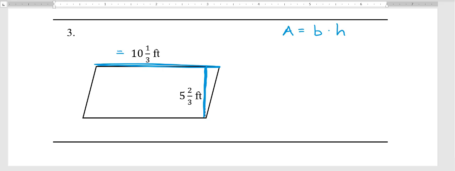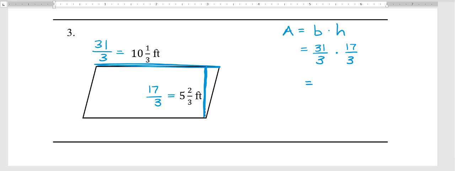10 1/3 feet. I keep my thirds. 3 times 10 is 30, plus 1 is 31 thirds. For 5 2/3, I keep my thirds. I do 5 times 3, which is 15, plus 2 is 17. 5 2/3 as an improper fraction is equal to 17 thirds. Okay, my area is base, 31 thirds, times height, which is 17 thirds.